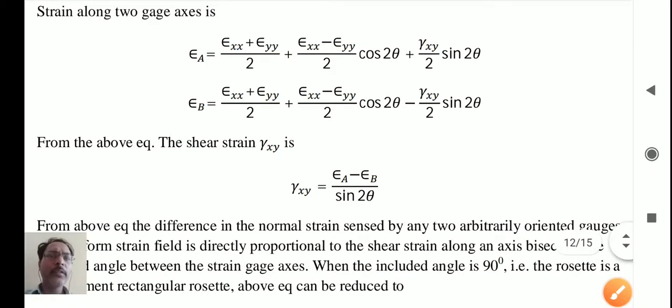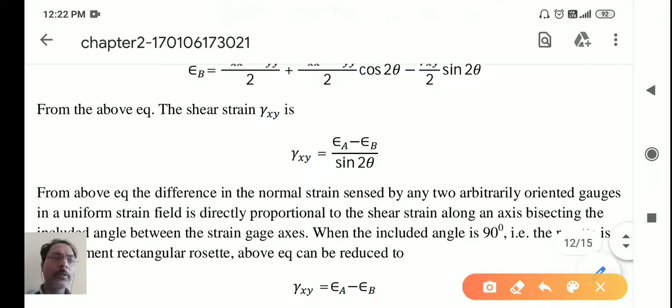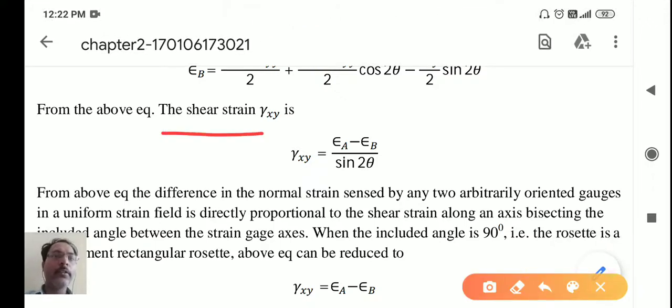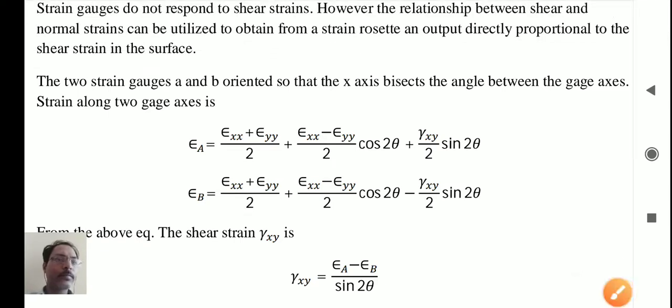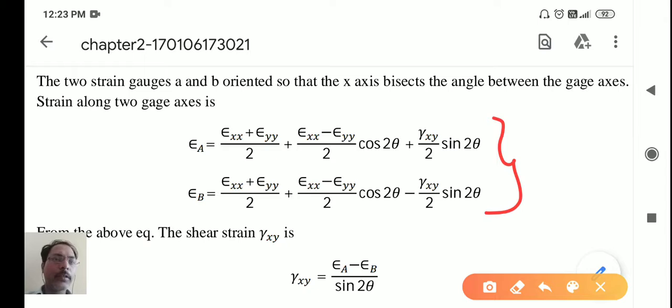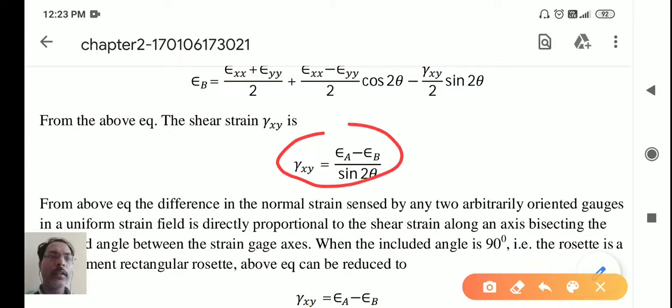From the above two equations we are going to determine the shear strain, just by solving these two equations. By solving them, we get the equation for gamma xy: gamma xy is equal to (epsilon A minus epsilon B) by sin 2 theta. This is the equation which you get from the solution and simplification of the above two equations.